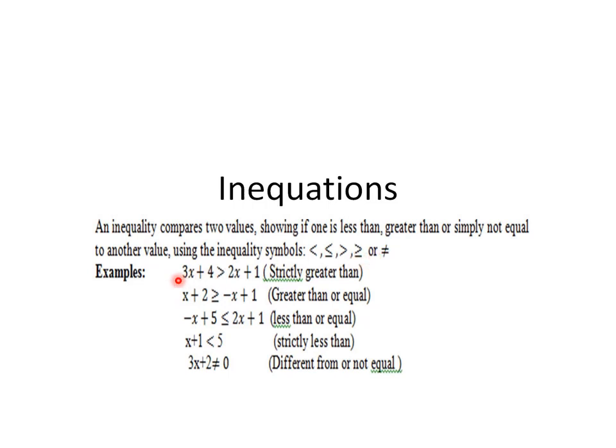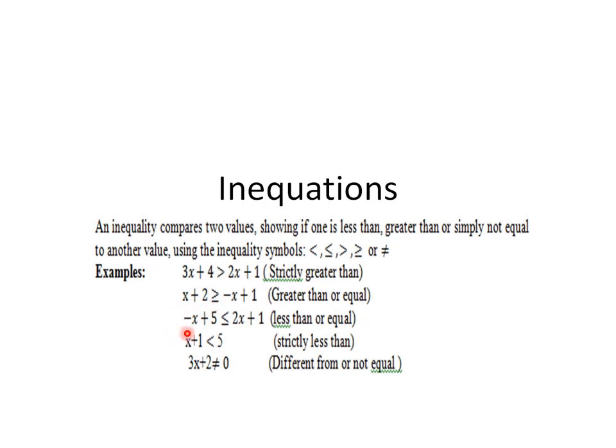Let's take the following examples. In the first one, we have 3x plus 4 greater than 2x plus 1, or you can read it as 3x plus 4 strictly greater than 2x plus 1. In the second example, x plus 2 greater than or equal to minus x plus 1. So here the inequality symbol is greater than or equal.